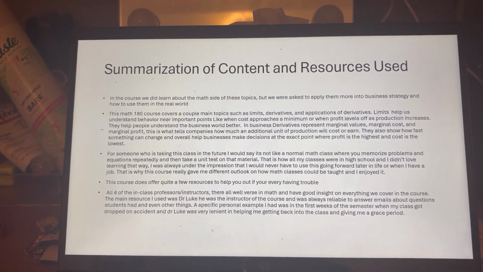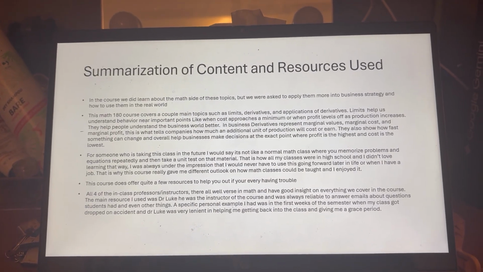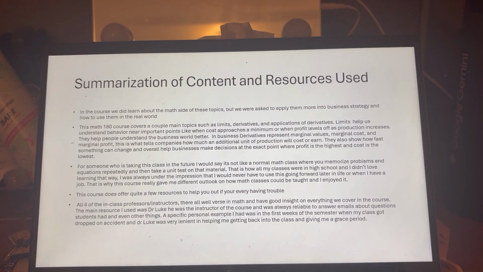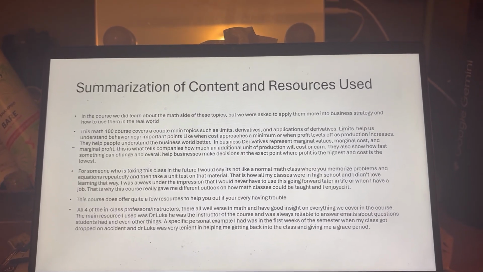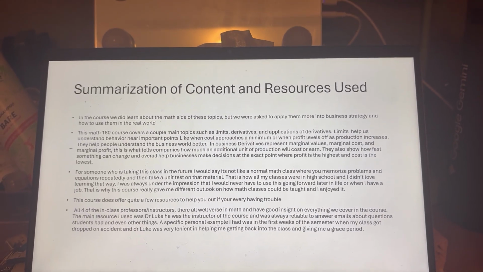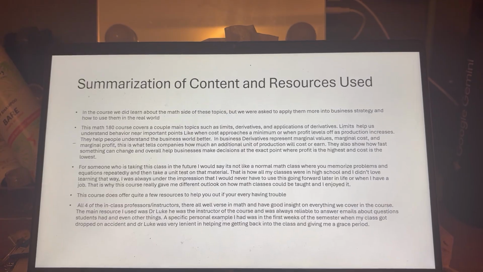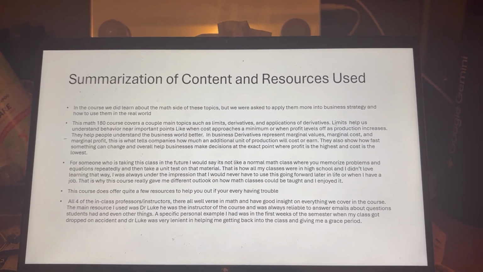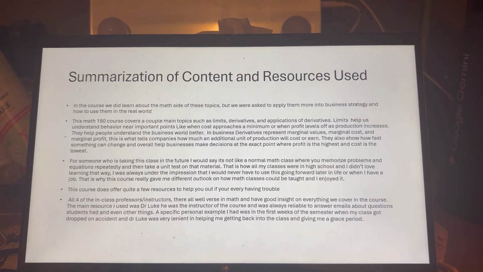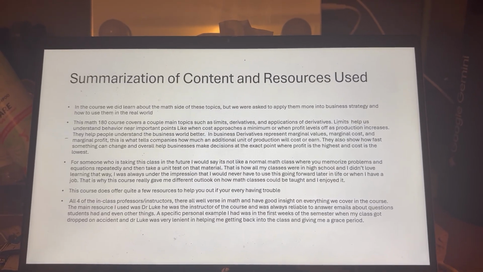So in this Math 180 course, we covered a lot of main topics such as limits, derivatives, and the applications of those derivatives. Limits help us understand behavior near important points, like when cost approaches a minimum or profit levels off as production increases. They help people understand the business world a little bit better.